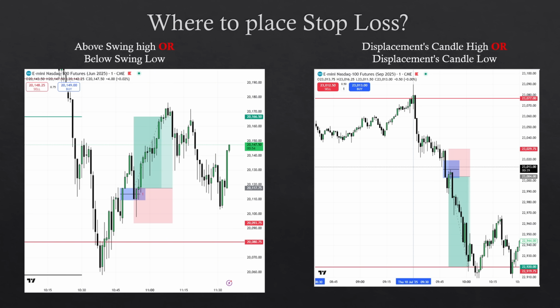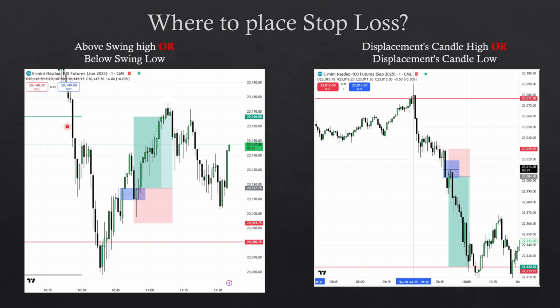And you don't want to be placing your stop loss close to your entries, as most likely price will take you out every time you execute, and if it doesn't 1 or 2 times, it will 8 times out of 10. And also, you don't want to be placing your stop loss at the edge of the fair value gap right here. You want to be placing your stop loss in this scenario above this displacement candle's high, and in this scenario below this swing low.